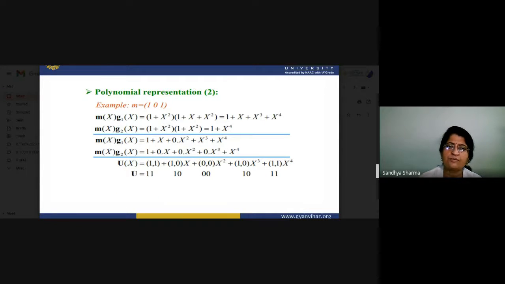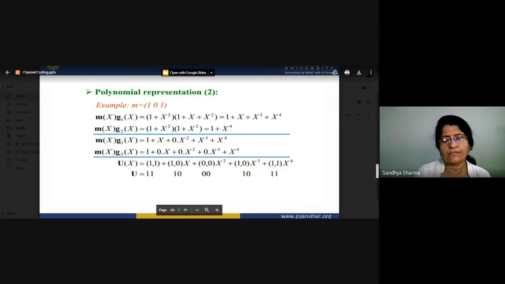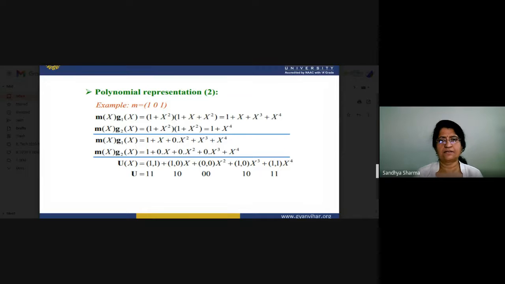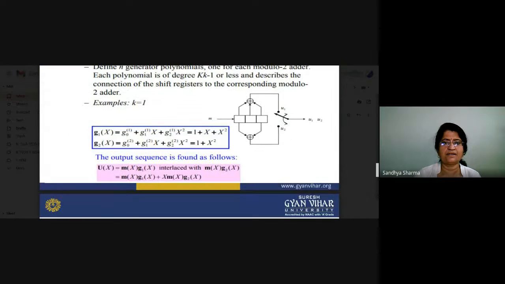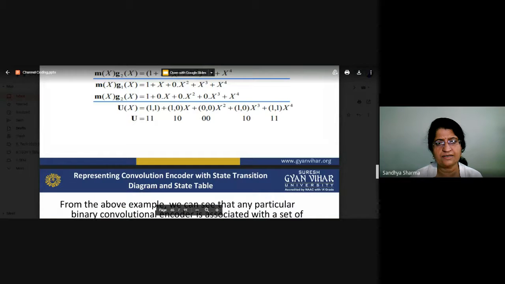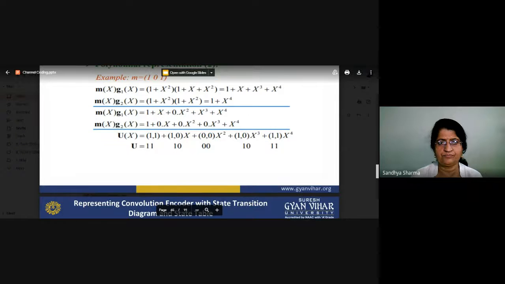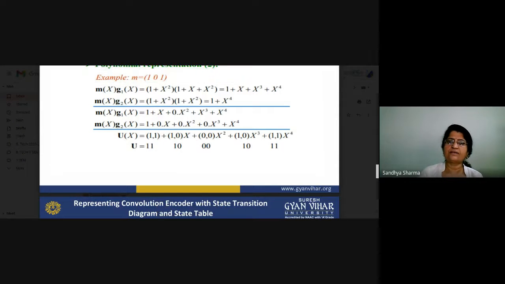Now how can you represent this? According to m(x)g1(x) and m(x)g2(x), you have a formula. You know the total representation of your polynomials is equal to 1 plus x square, as you have seen in the above question. So for the message signal, according to that we can calculate the value of that particular part. That is 1 plus x square, and we have to calculate m(x)g1(x) and m(x)g2(x).